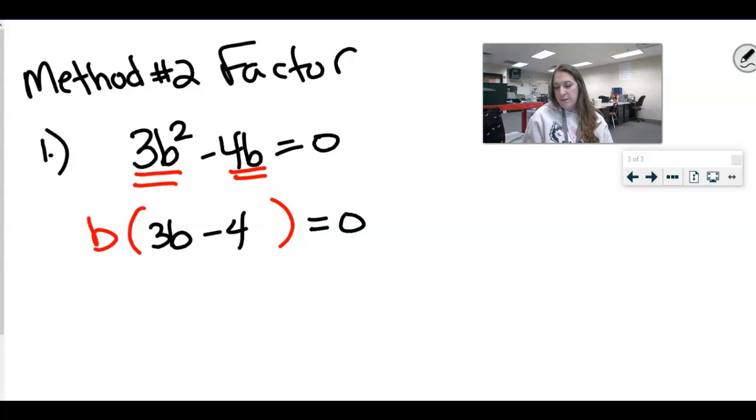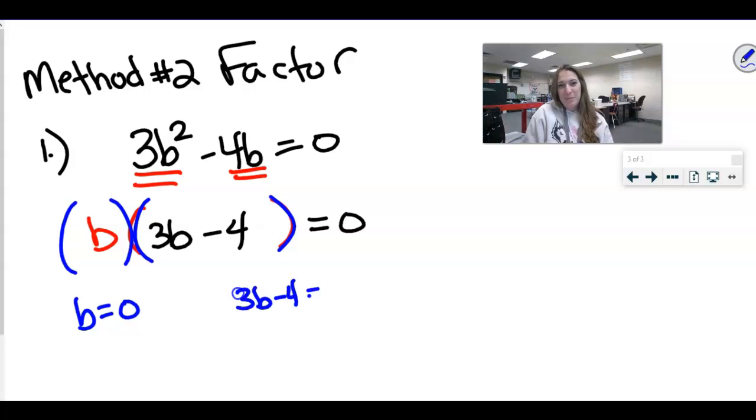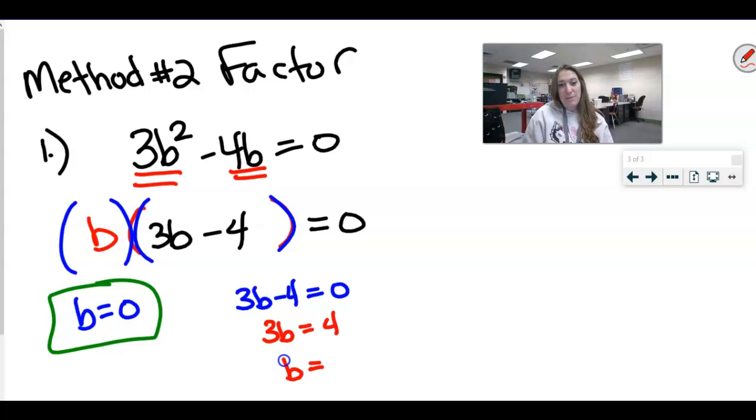So now that we have the factors set up, you can take each one of your factors, which this is a factor and this is a factor, and set them equal to 0. And I'm real excited because I can tell that this is going to work out with the same answers as the last time I did the problem. So that's good news. Here we're solving. This one's already solved, so good news here. This one we have a couple steps. We're going to add the 4 over and then divide by 3.